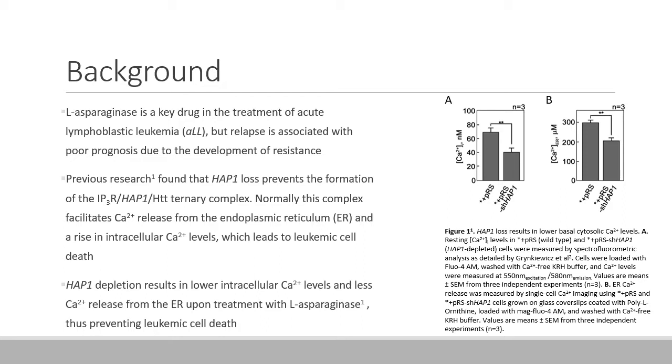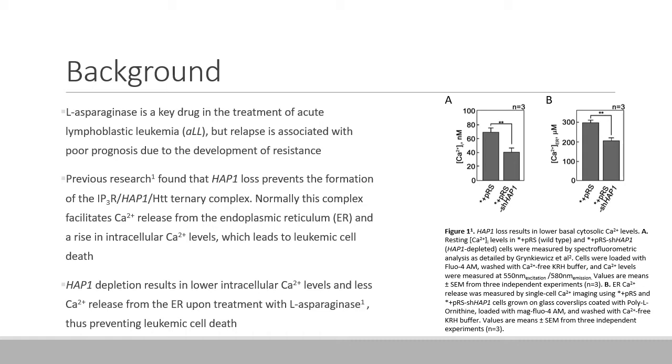Previous research characterized the mechanism of L-asparaginase resistance caused by the loss of the gene HAP1, which prevents the formation of the IP3R-HAP1-Huntingtin ternary complex. Normally, this complex allows calcium to be released from the endoplasmic reticulum upon treatment with L-asparaginase and is thought to be responsible for an intracellular increase in calcium which causes cell apoptosis.